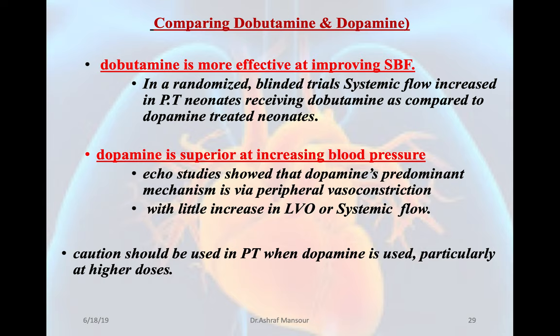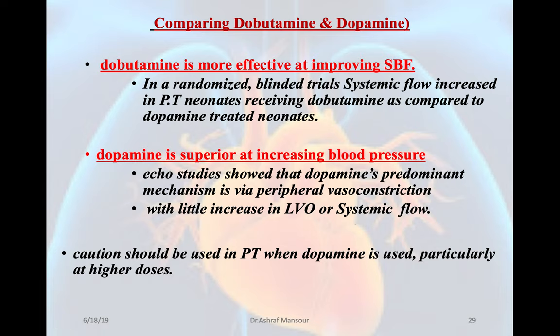Comparing dobutamine and dopamine, dobutamine is more effective at improving the systemic blood flow. In a randomized blind trial, systemic flow increased in preterm infants receiving dobutamine as compared to dopamine. Dopamine is superior at increasing the blood pressure by its vasopressor effect, with little increase in the left ventricular output or systemic blood flow.